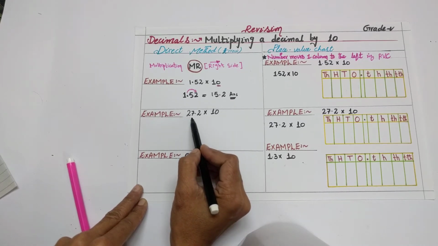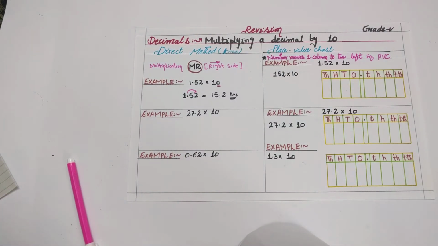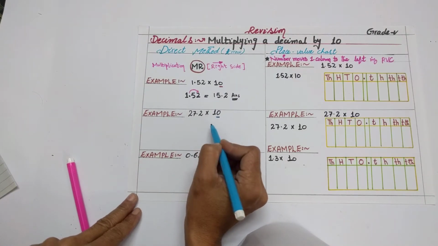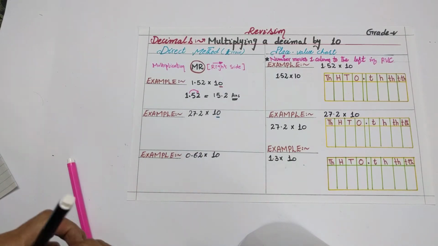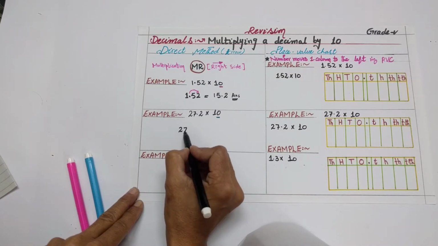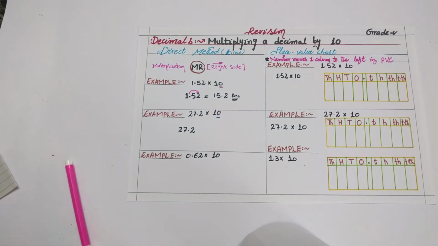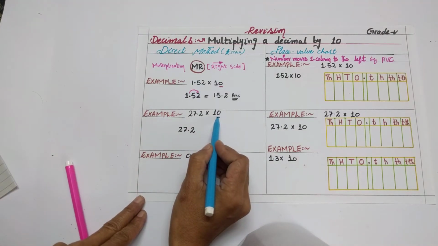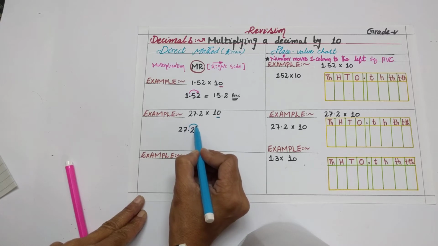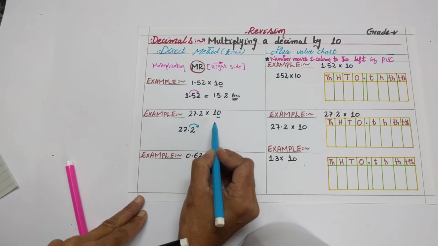The next example is 27.2 multiplied by 10. Now how many zeros do we have in 10? We have only one zero. It means I will shift the decimal one place to the right side. What's our decimal number? 27.2. So according to the zero of the multiplier, I will shift the decimal one place to the right side.